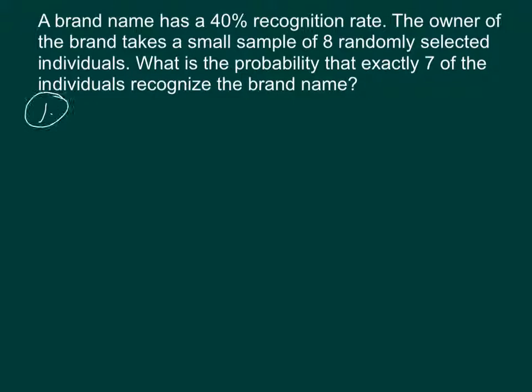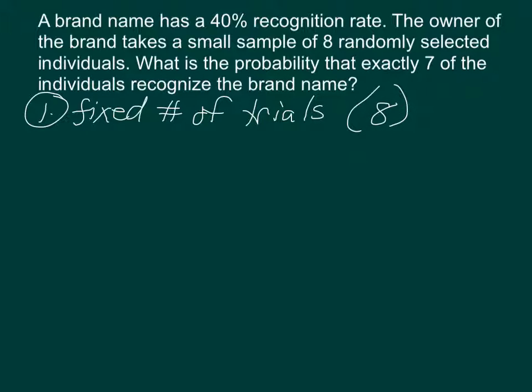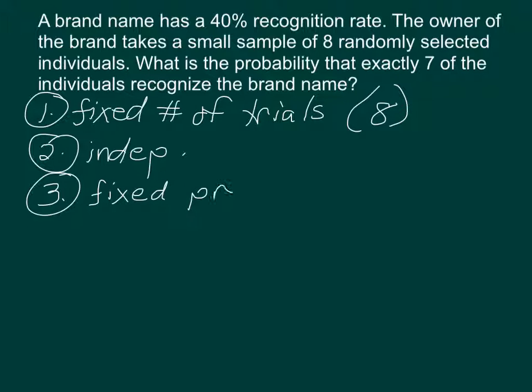So for starters, there is a fixed number of trials. Right? Fixed number of trials, how many? There's 8, right? Each customer that they ask is a trial. They are independent. If they were randomly selected, they're independent, right? There is a fixed probability of success. We assume that each customer we approach, there's a 40% chance that they recognize the brand name.